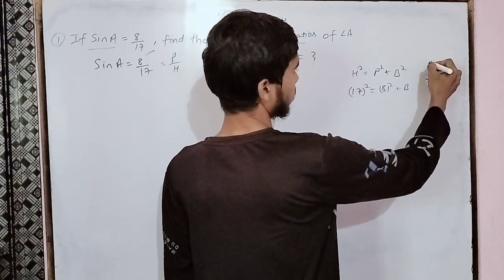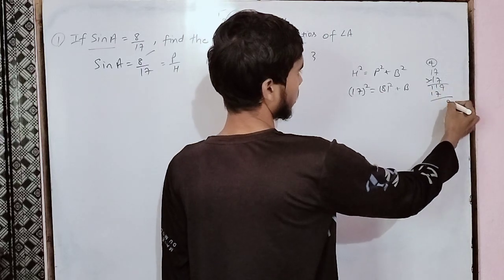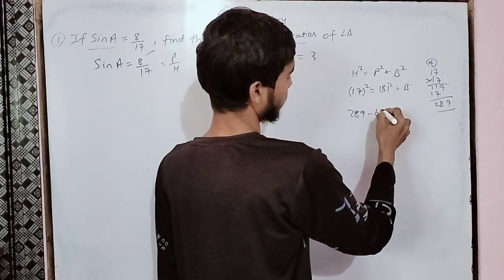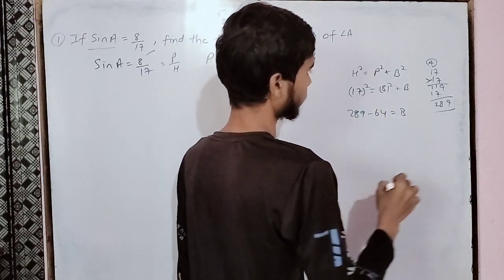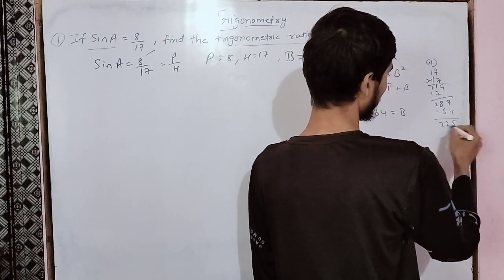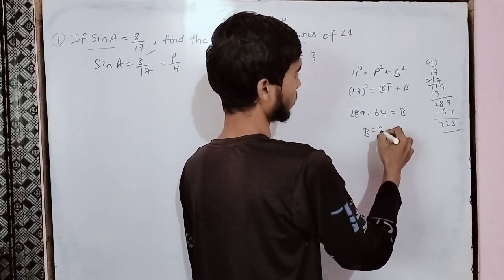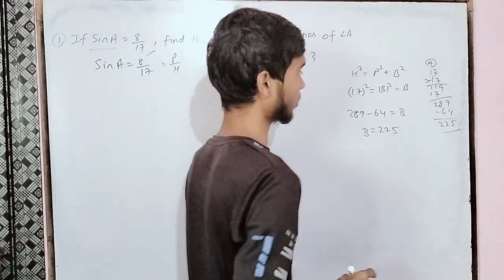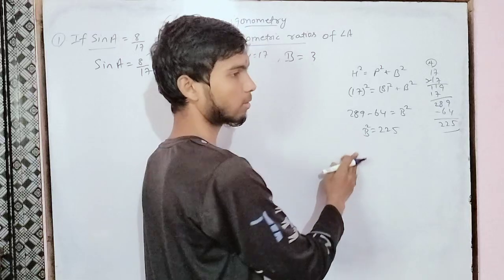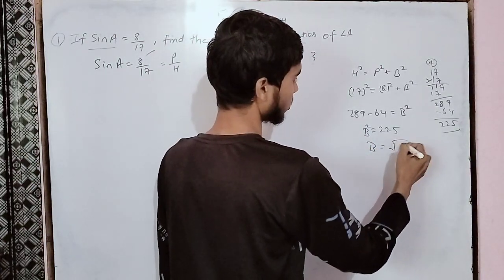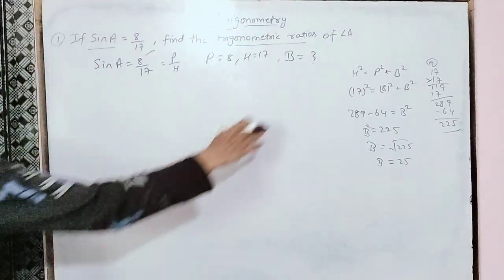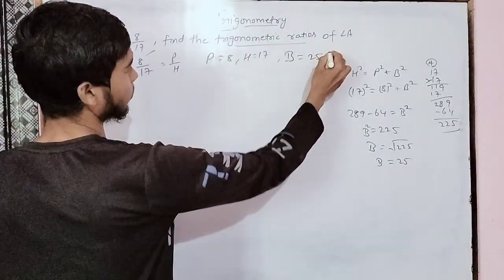17 squared is 289, and 8 squared is 64, so 289 minus 64 is equal to B square. 289 minus 64 is 225. So B square is equal to 225. Here it is a square, so taking the square root, B came as 15. You can write here B is 15.